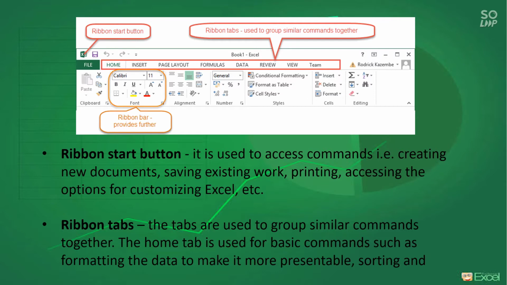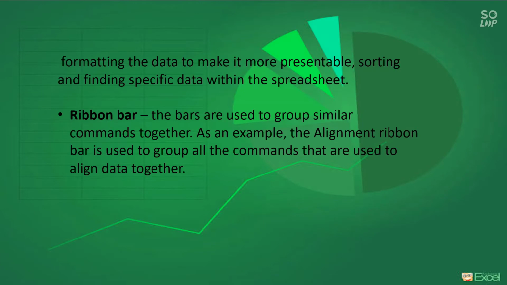Ribbon tabs. The tabs are used to group similar commands together. The Home tab is used for basic commands such as formatting the data to make it more presentable, sorting and finding the specific data within the spreadsheet. Ribbon bar. The bars are used to group similar commands together. As an example, the alignment ribbon bar is used to group all the commands that are used to align data together.